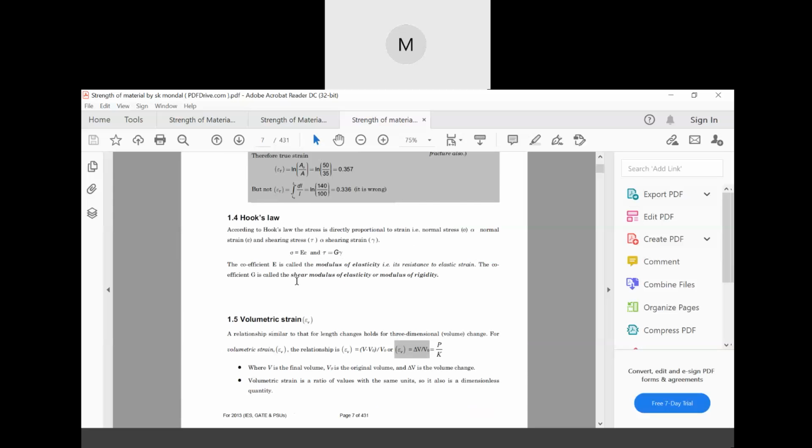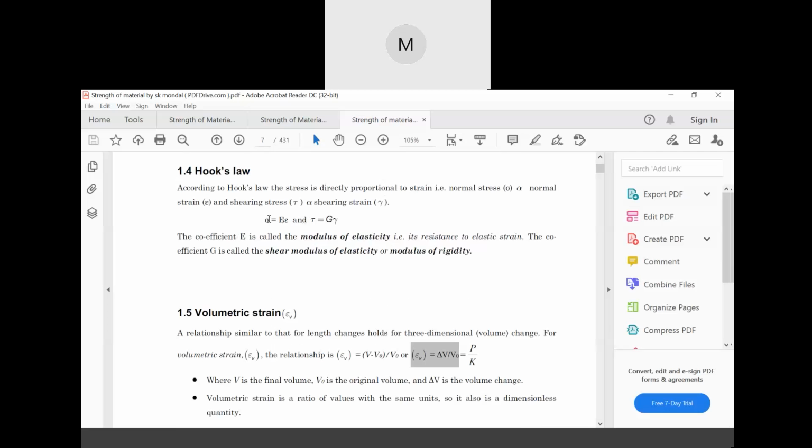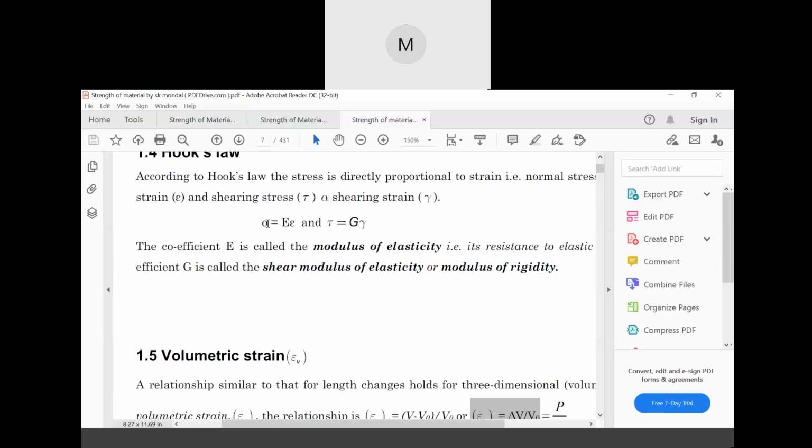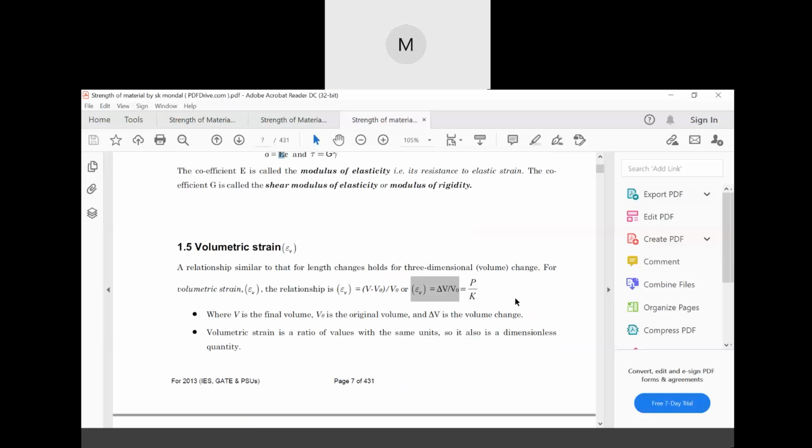So first of all, this is Hooke's law. According to Hooke's law, the stress is directly proportional to strain, and the coefficient E. That means when stress, this is sigma and this is epsilon, these two are directly proportional. If these two are directly proportional, then we'll have one constant, which is known as E, or modulus of elasticity, or Young's modulus. Okay. Then similarly, we have bulk modulus and shear modulus.